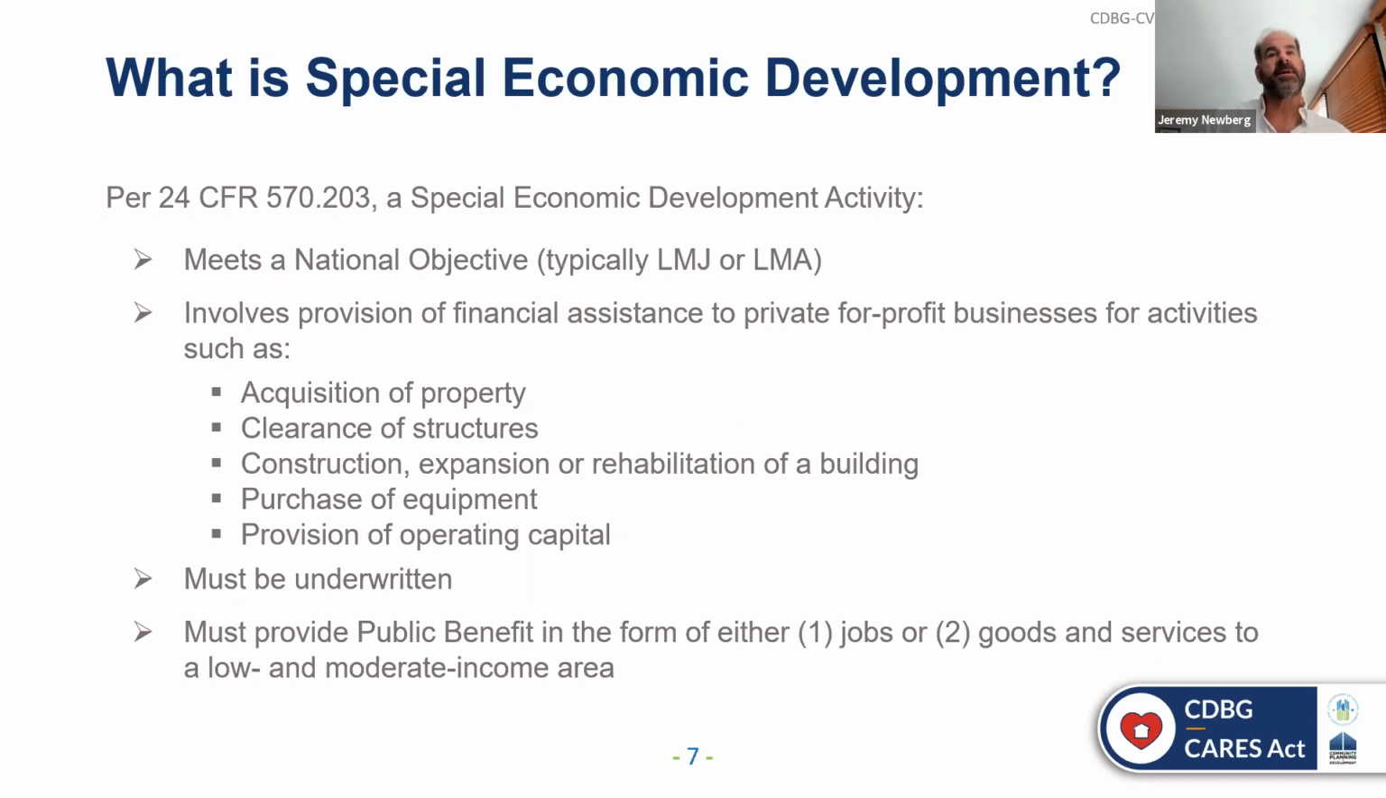And you can do special economic development for acquisition of property, clearance of structures, construction, expansion, rehab, purchase of equipment, provision of operating capital. That's working capital. You must underwrite and you must identify the public benefit, which is either creation or retention of jobs, or showing that you provide goods and services to a low and moderate income area for the benefit of the people, institutions, and businesses in that low mod area.